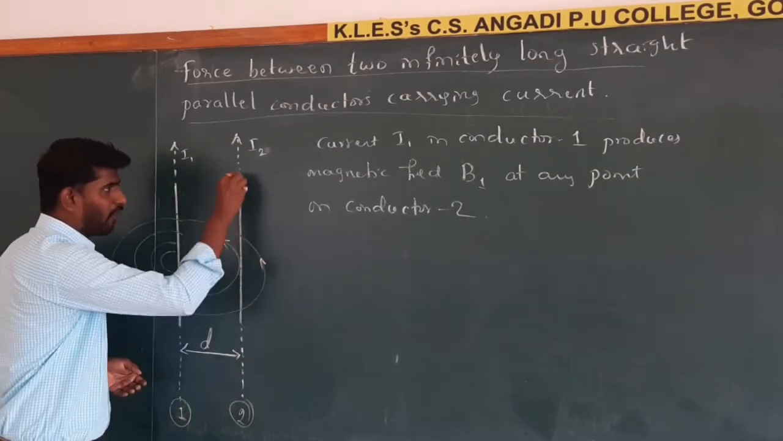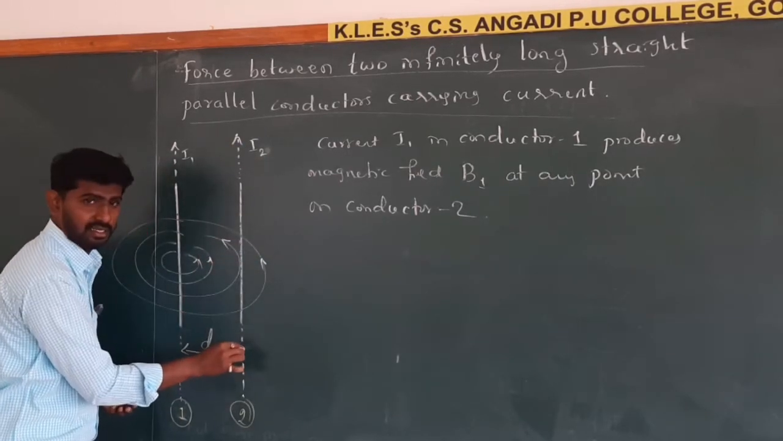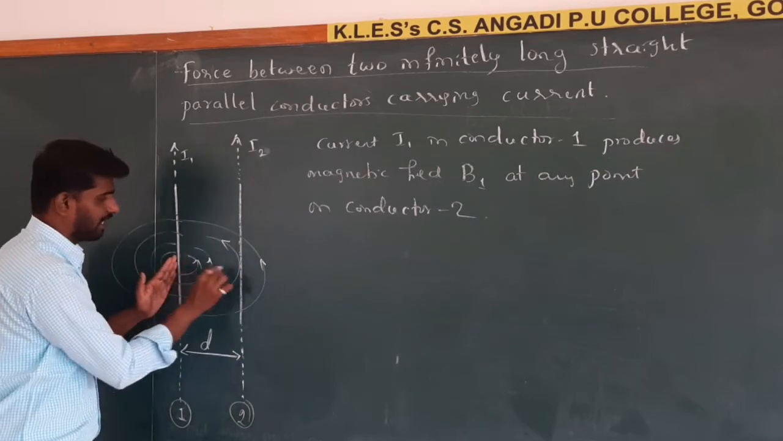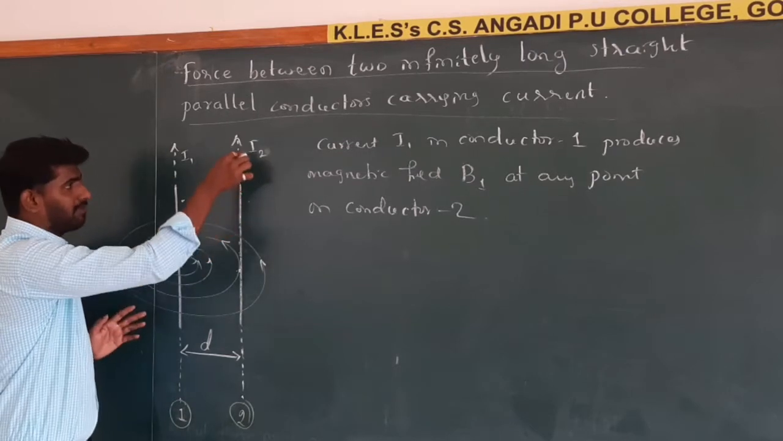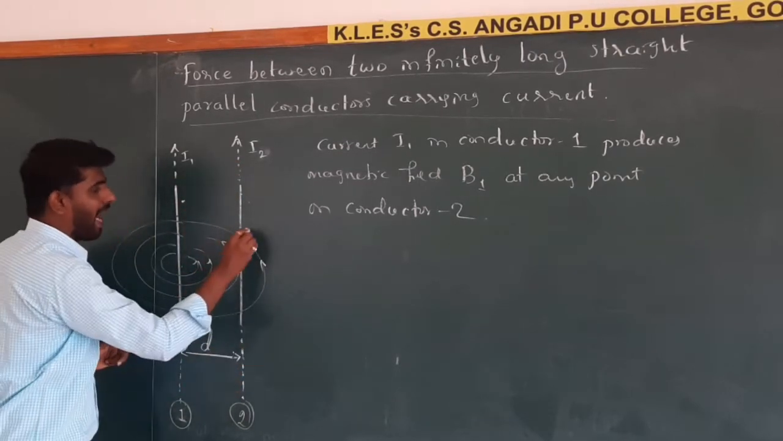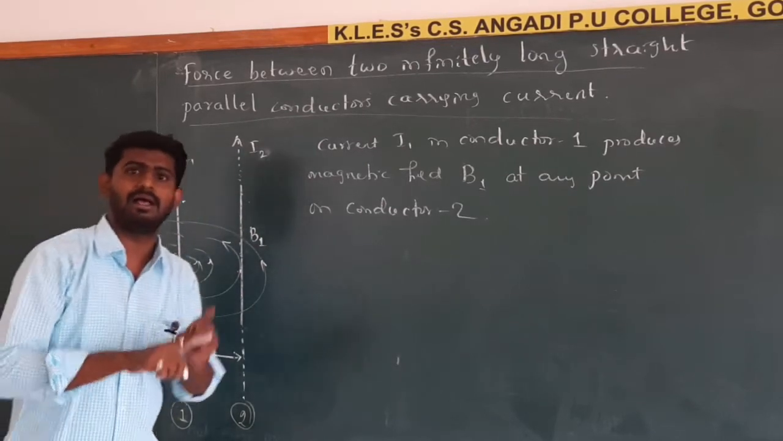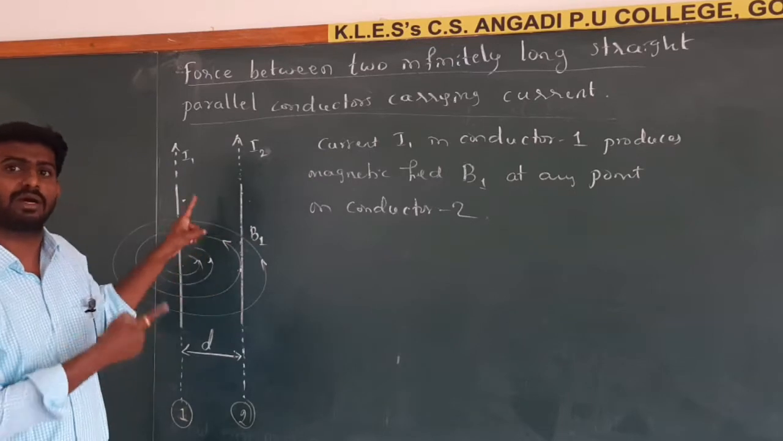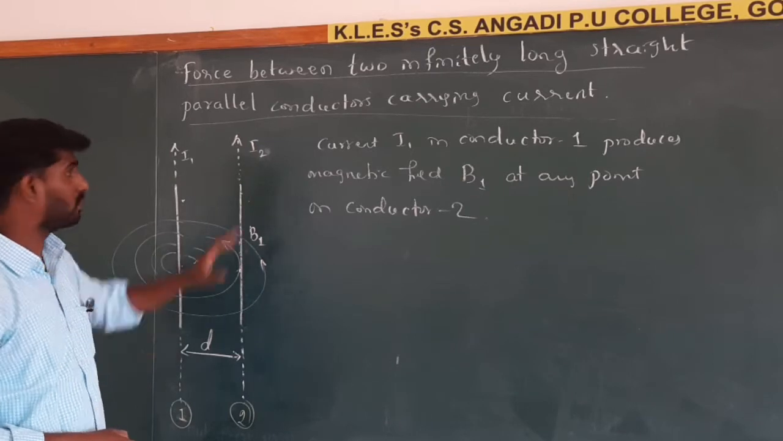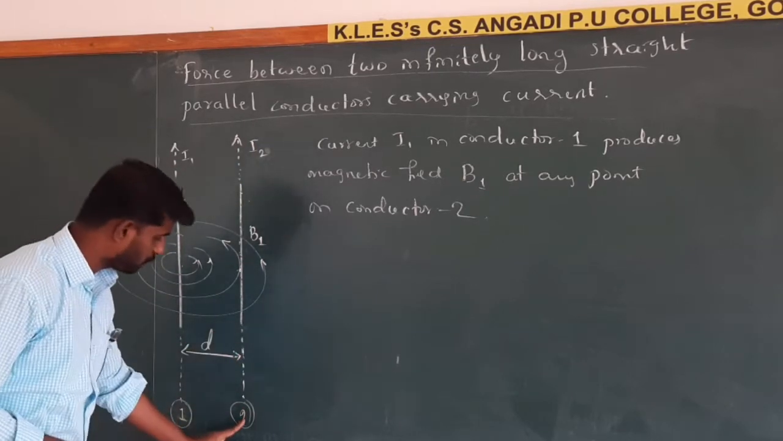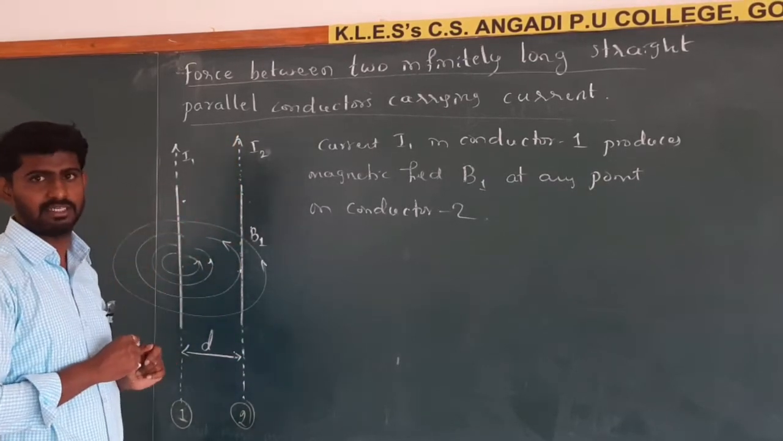So the magnetic field at any point on the second conductor is the same, because the distance from this point, this point and this point is the same. So the magnetic field at any point on conductor 2 is the same, and that symbol is B1. B1 is the magnetic field produced by conductor number 1. Now observe conductor number 2. It is carrying current I, and it is in the presence of a magnetic field.